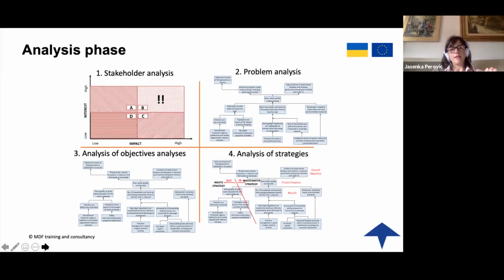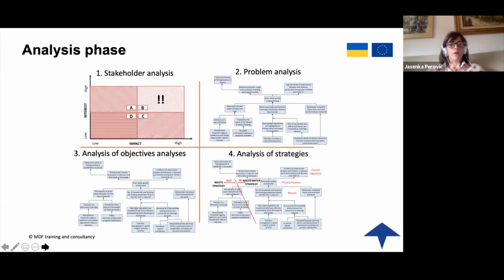Analysis phase has 4 major steps. One is the stakeholder analysis, then the problem analysis, analysis of the objectives, and then analysis of your strategy. If you can recall from the instructions for the development of the concept note I shared with you in the Annex A1 and also in the evaluation criteria, there are a number of questions or the bullet points that are referring to all of these elements.